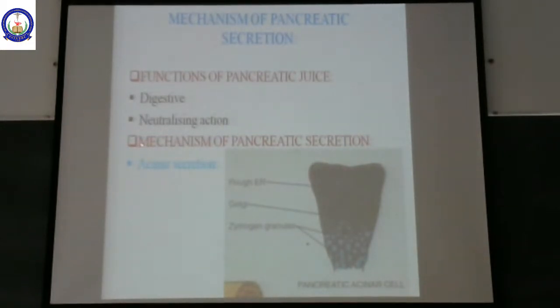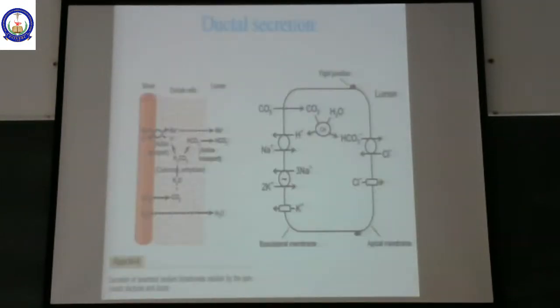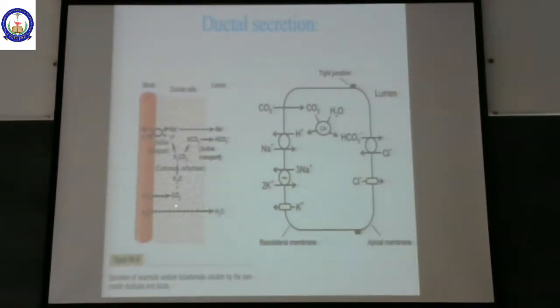Now, what is the mechanism of pancreatic secretion? You have the acinar cells. Acinar cell is nothing but the cell of the gland. So, these cells are going to secrete the pancreatic juice rich in enzymes. Now, how is bicarbonate secreted? You have the blood vessels, this is the ductal cells, and this is the lumen. Lumen means the hollow structure, the hollow structure of the GIT.